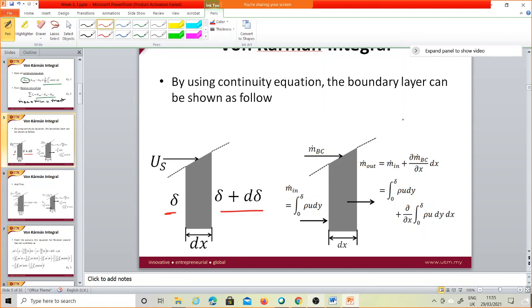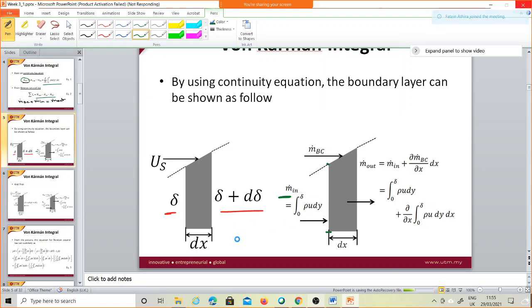So we consider the rate of change of mass first, then we relate it with the momentum later on. Here you can see this m in will be rho A V. In this case it should be rho, and the velocity is u, and you need to integrate along the y direction, from 0 to delta. That is the boundary layer thickness.